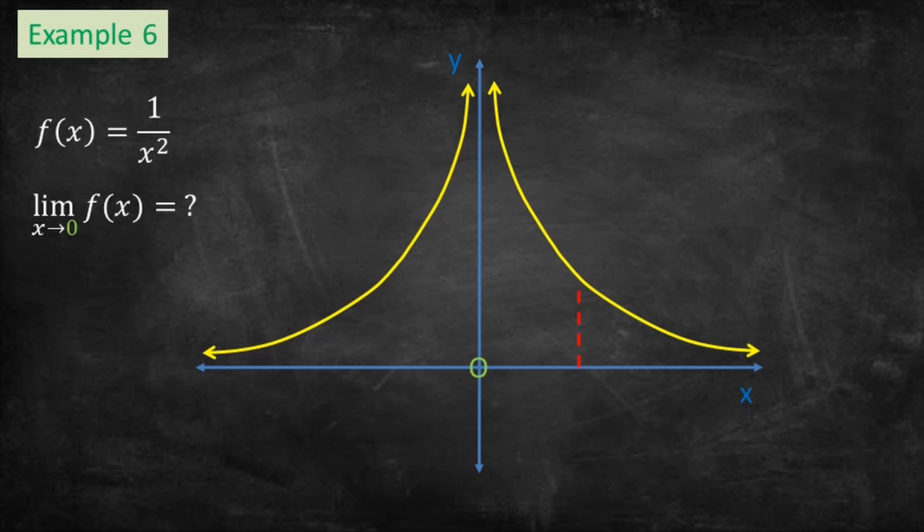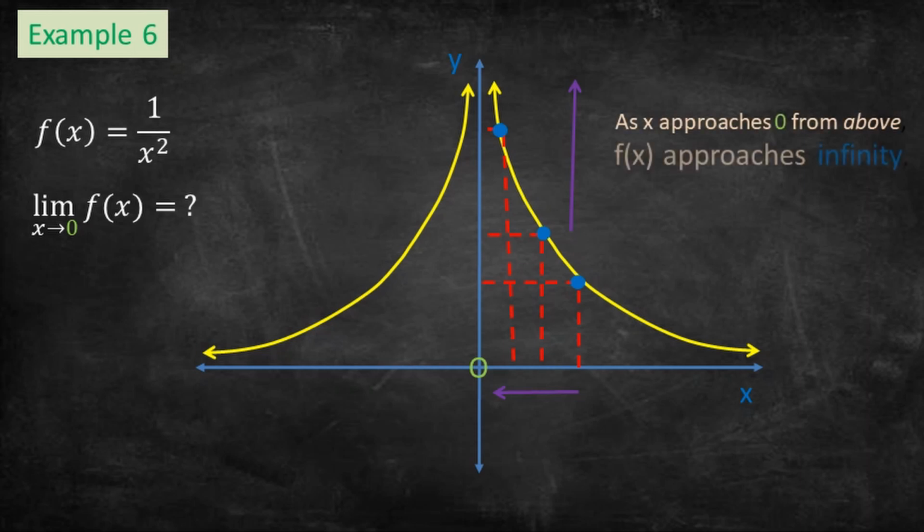We can start from above 0, getting closer and closer to 0 from above. As we can see, as we get closer to 0 from above, the function values get larger and larger. In other words, they increase without bound. So we can say that as x approaches 0 from above, f of x approaches infinity.